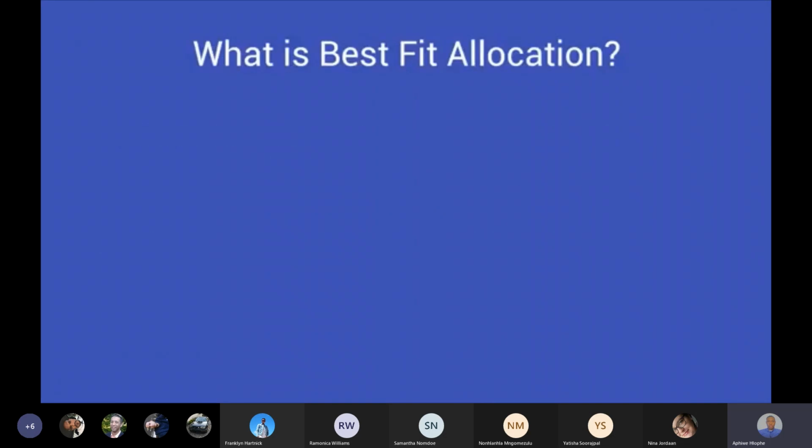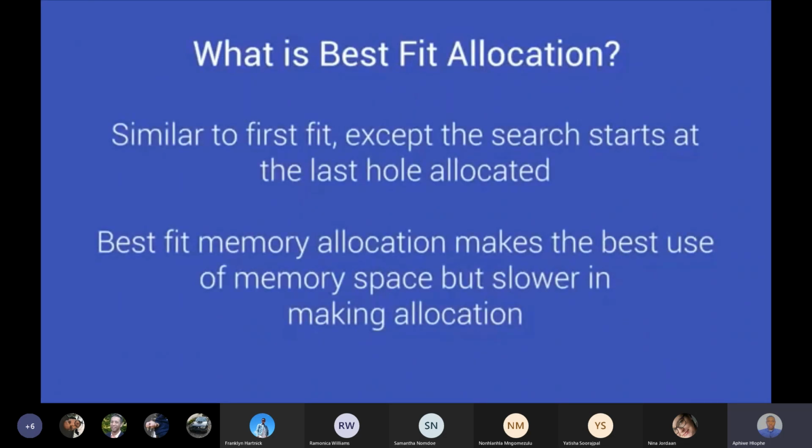What is best fit allocation? It is similar to first fit, except the search starts at the last hole allocated. Different from first fit, best fit memory allocation makes the best use of memory space, but is slower in making allocation.